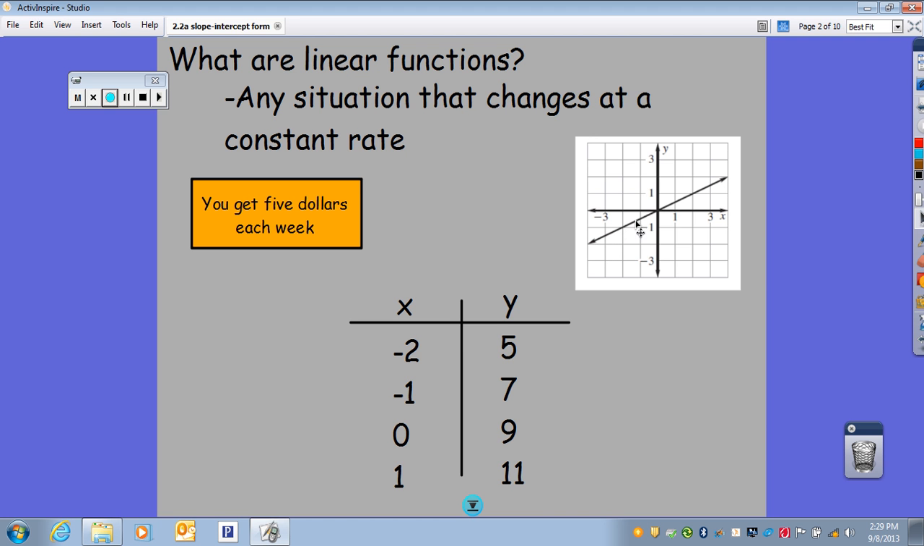Over here on the graph, this is an example of a line, and a line changes at a constant rate. As the line goes up, it also moves to the right at the same rate. Here is a table. This table is showing a constant rate of change. For every x value that increases by 1, my output is increasing by 2 as well.